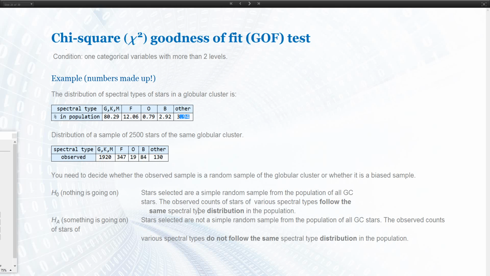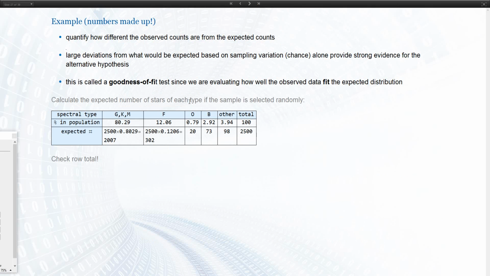And we are doing a test. Again, our null hypothesis is saying nothing is going on. And the test works as follows. Like always, we assume the null hypothesis is true. Under this assumption, we compute our expectation, and then we compare the expectation with the observation, or the model with the observation.